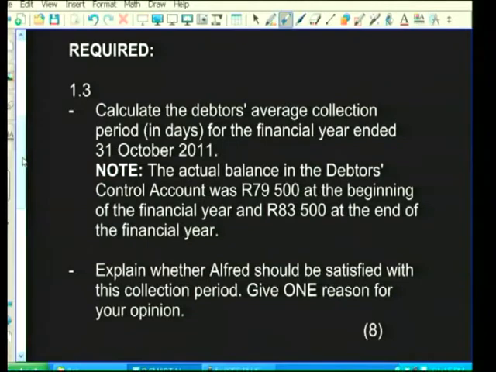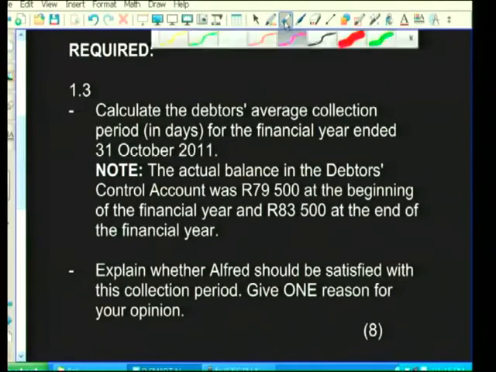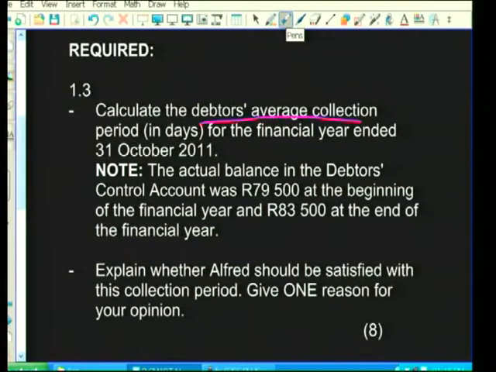Welcome back, guys. Let's now carry on with this question on budgets. Remember, we're busy working from the November 2011 question 5. Right, let's now go to our next question. Calculate the debtor's average collection period. Debtor's average collection period in days for the financial year ended 31st October 2011.